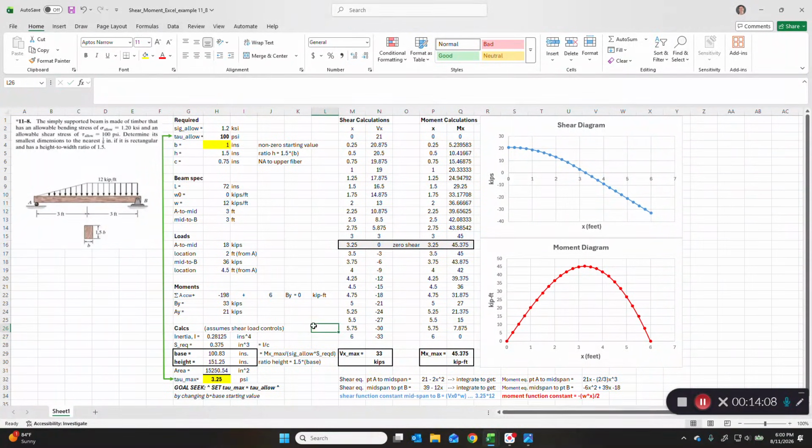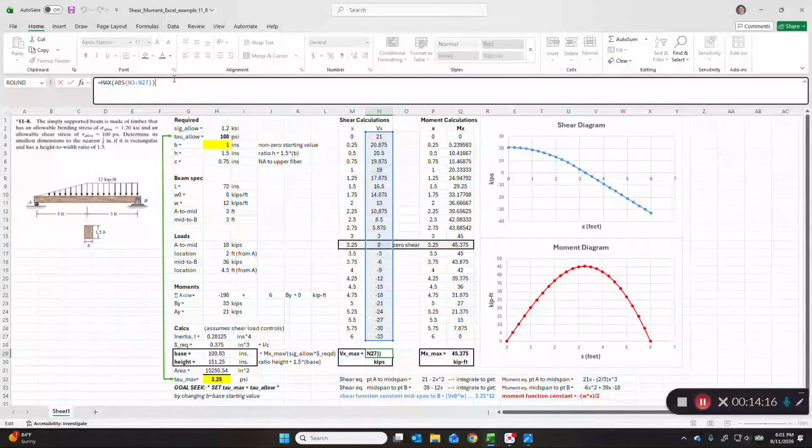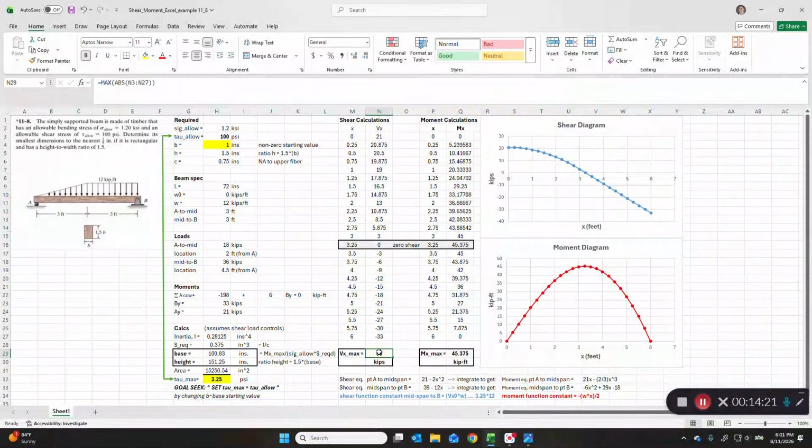Okay, so what's V max? We want the maximum of this vector, so we can just take the absolute maximum of the absolute value of the vector of shear. We get 33 kips. Okay, that's important. Now, we can plot that here. You have a quadratic up to 3.25 and then linear down to 6. So if we integrate a quadratic, we get a cubic. And if we integrate linear, we get a quadratic. So this is what the moment function looks like.